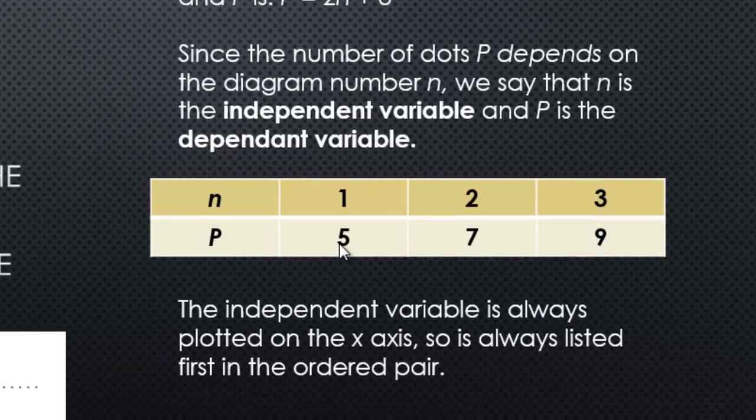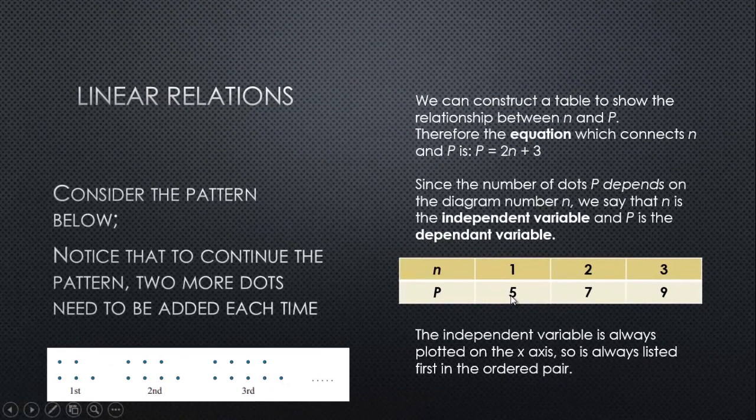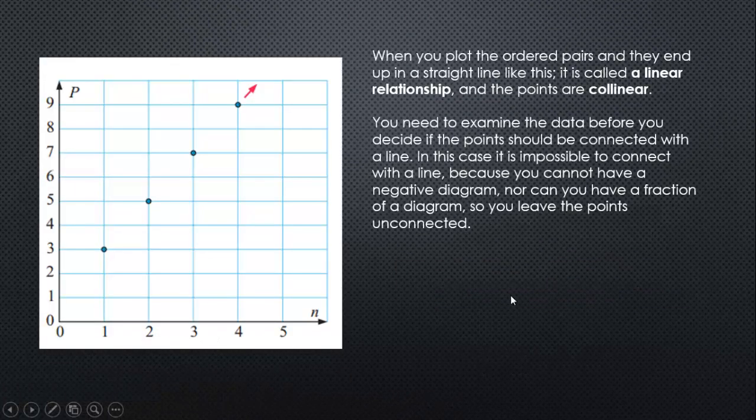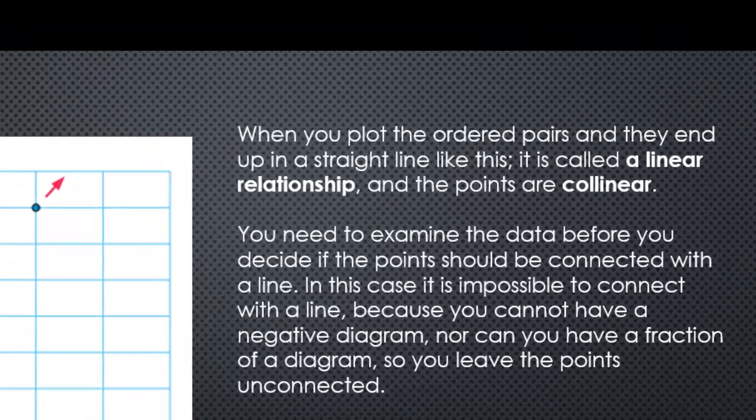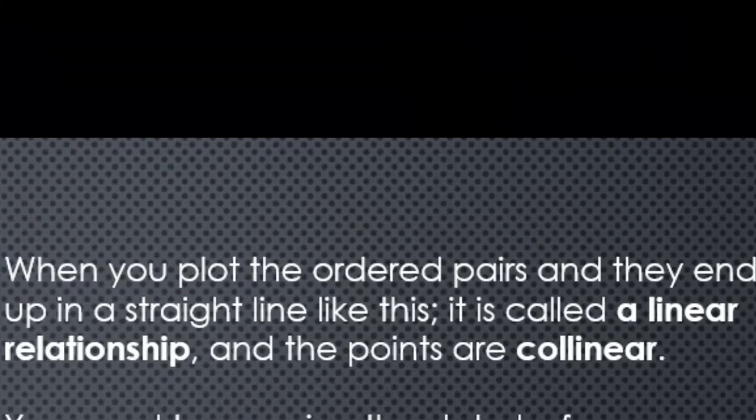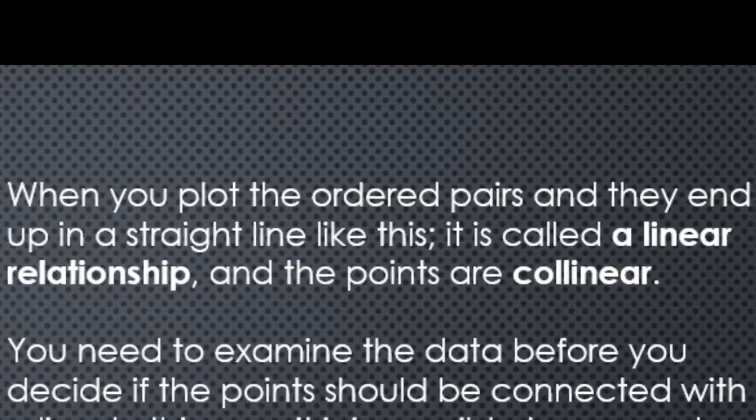Independent and dependent. So when you plot those ordered pairs and they end up in a straight line like this, (1, 3), (2, 5), (3, 7), (4, 9), you end up with a straight line. And we call this a linear relationship. And because the points are all on the same line, we say that they are collinear, just like when we talked about our points on our line segments.